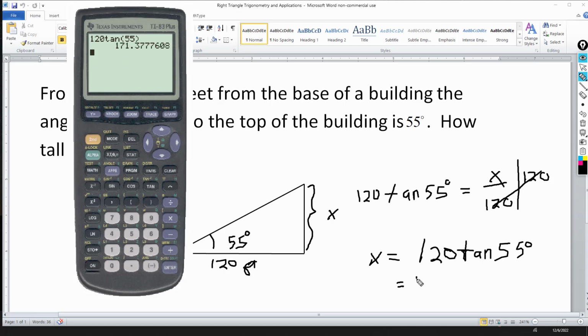So I get 171. I'll round it to one decimal place: 171.4. And this is in feet.